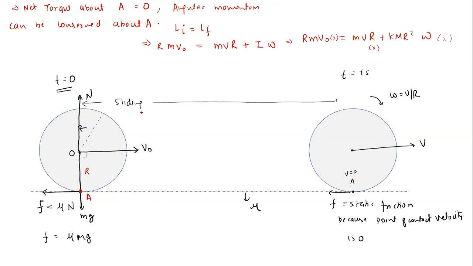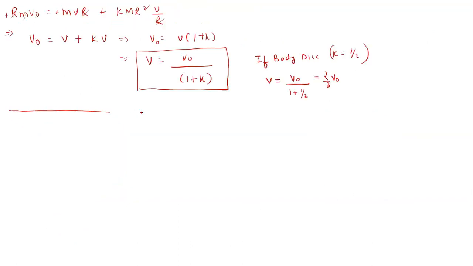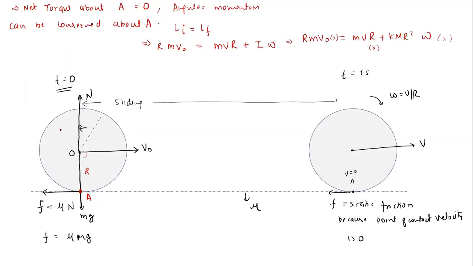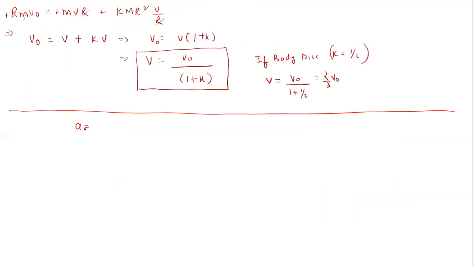That is equal to mu times mg. So what is the acceleration of the block? Net force is equal to mass into acceleration. So the net force is the friction force, that is equal to m into a. So mu mg is equal to ma. Therefore, a will come out to be mu g. It should be negative because it is friction force, so it is negative here. So acceleration is mu g.